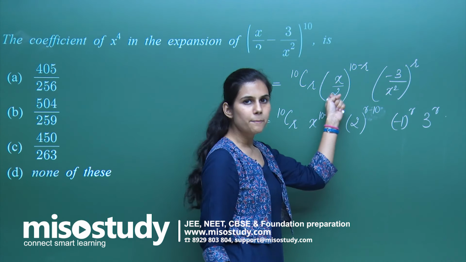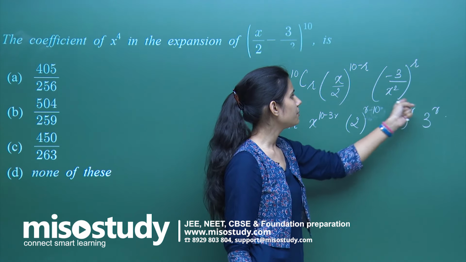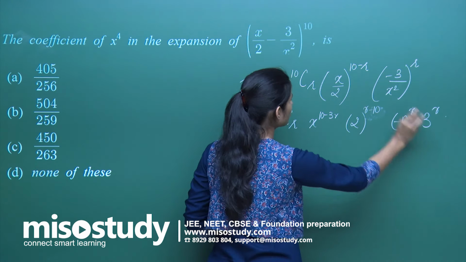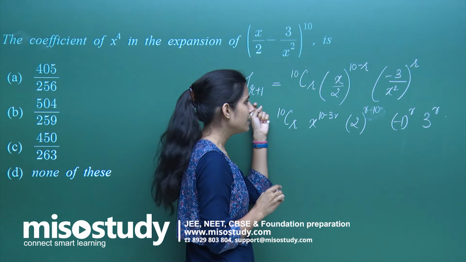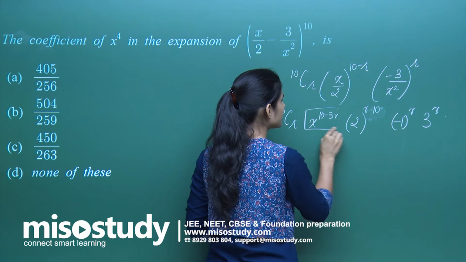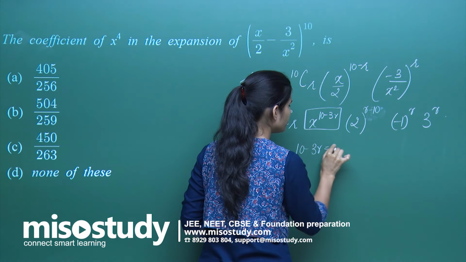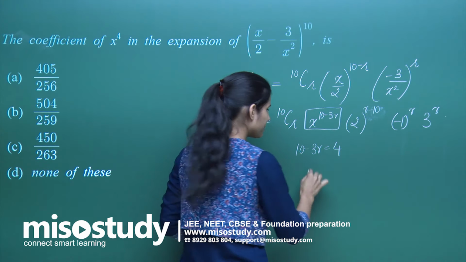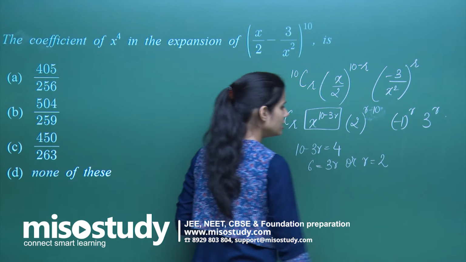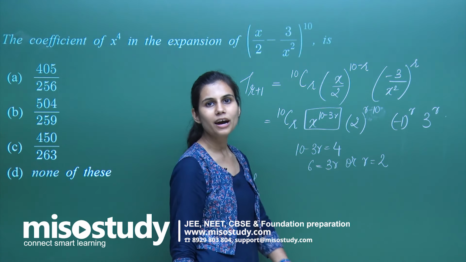Because this is 2 to the power minus of 10 minus r, which is r minus 10. Then this is minus 1 to the power r, 3 to the power r. This already we have taken upstairs, right? So, if this is the r plus 1th term, I want the coefficient of x to the power 4. So, I basically want that 10 minus 3r should be equal to 4. That means 6 is equal to 3r, or r is equal to 2. So, it is basically the third term which has x to the power 4 in it.